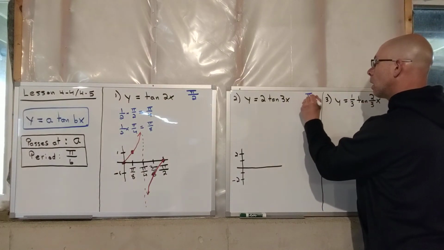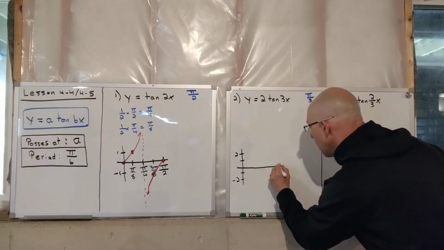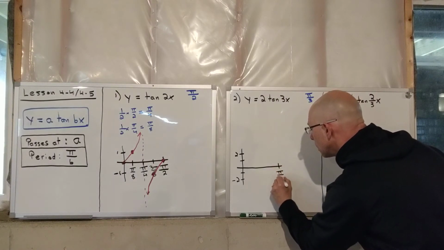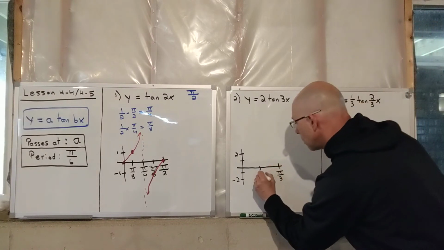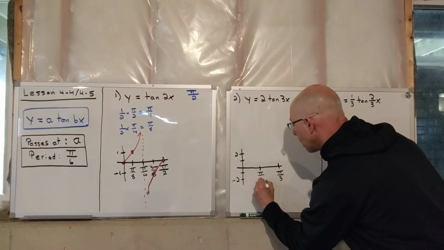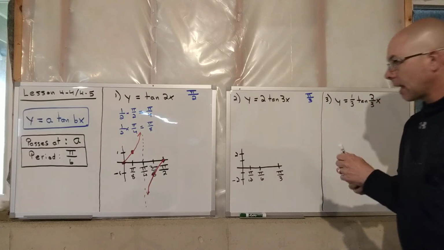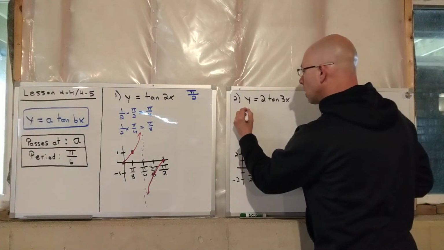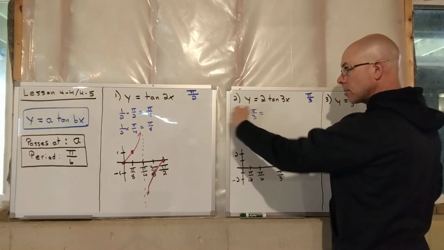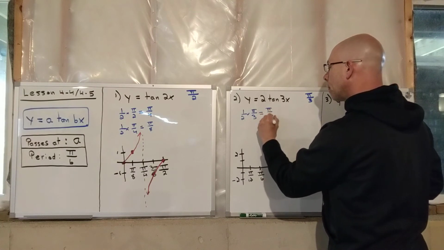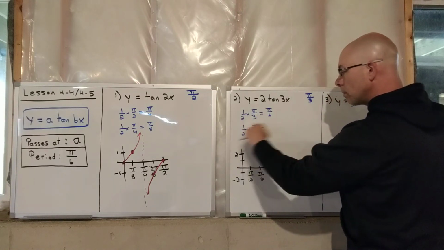So period is pi over 3. That means wherever I put the last mark of my graph, that's pi over 3. Half of pi over 3 is pi over 6. And half of pi over 6 is pi over 12. Again, if you need those calculations, you do half of pi over 3 and multiply across. There's your 1 pi over 6. And multiply half of pi over 6, 1 pi over 12.